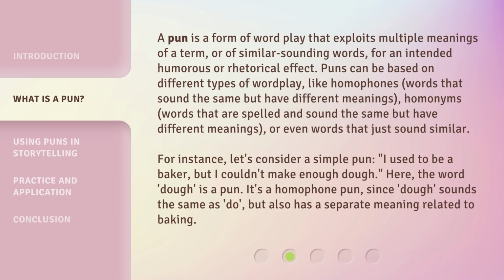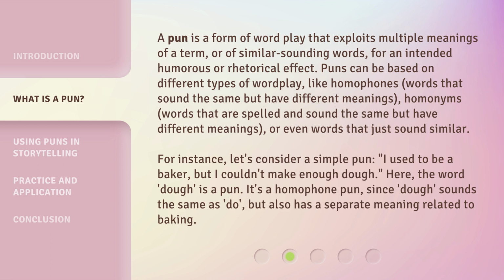A pun is a form of wordplay that exploits multiple meanings of a term, or of similar-sounding words, for an intended humorous or rhetorical effect. Puns can be based on different types of wordplay, like homophones, words that sound the same but have different meanings, homonyms, words that are spelled and sound the same but have different meanings, or even words that just sound similar.